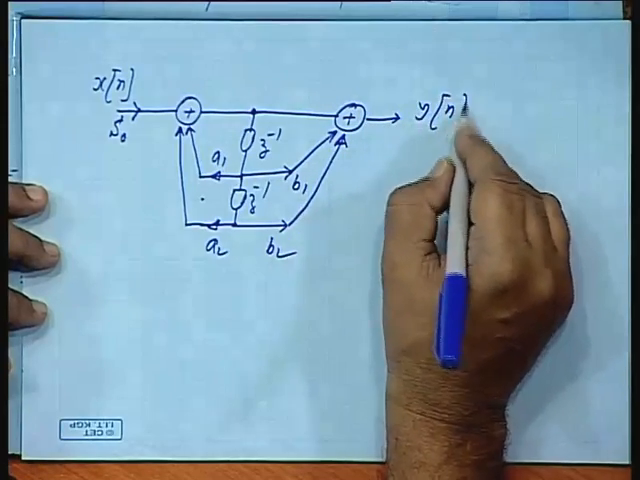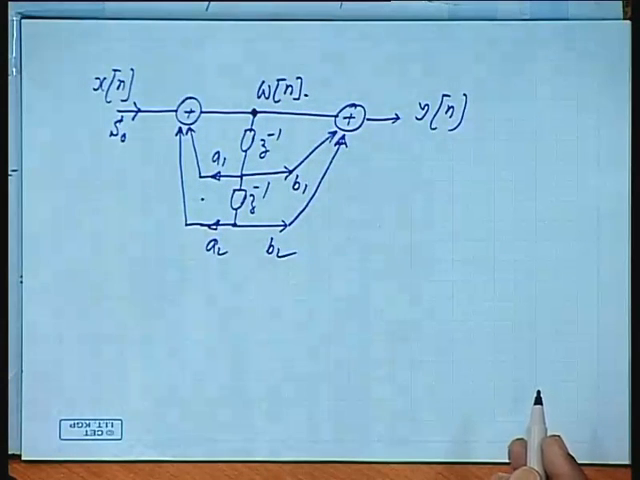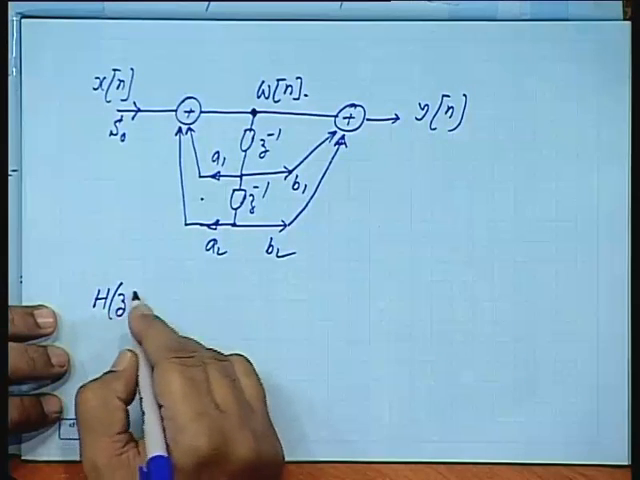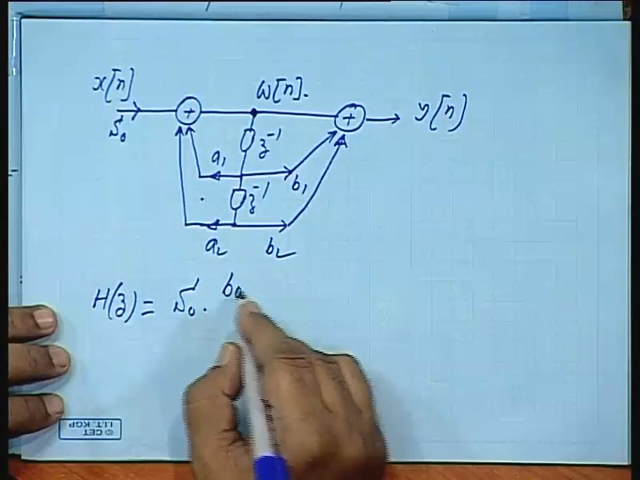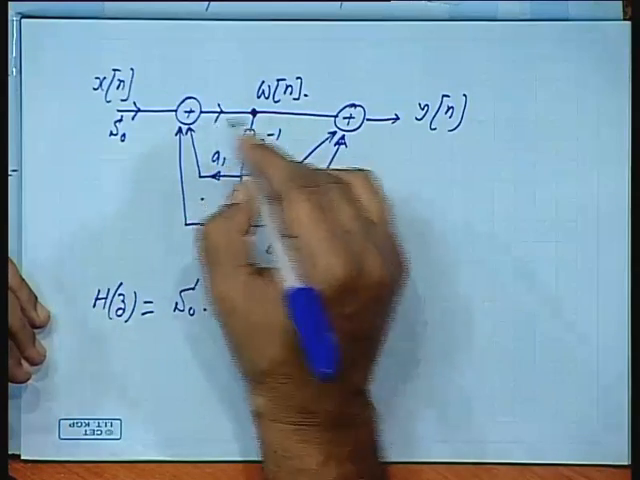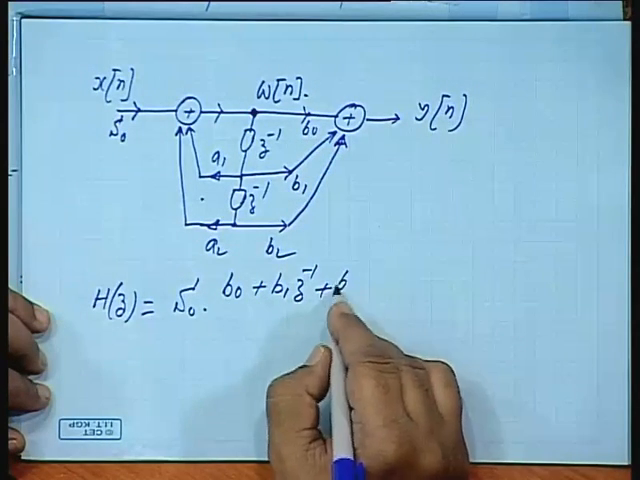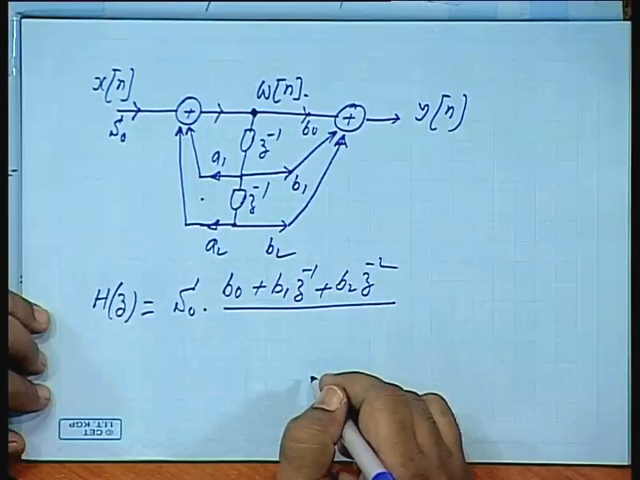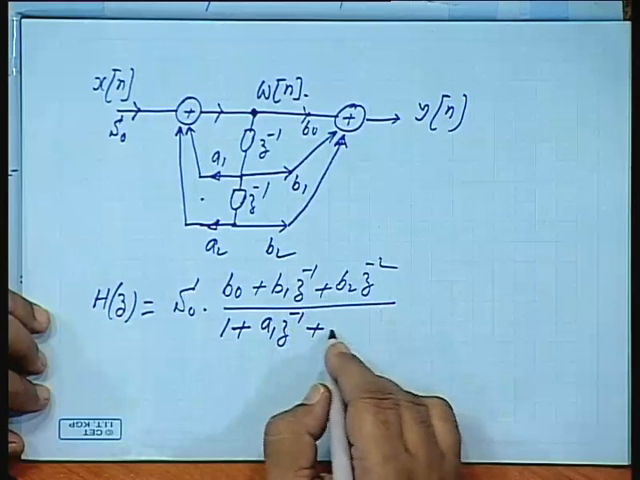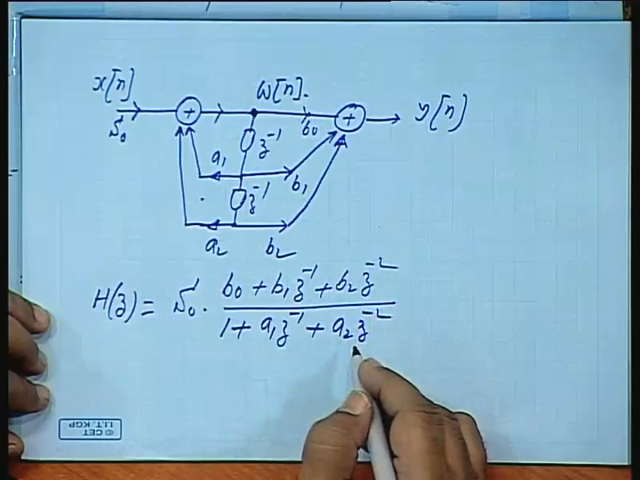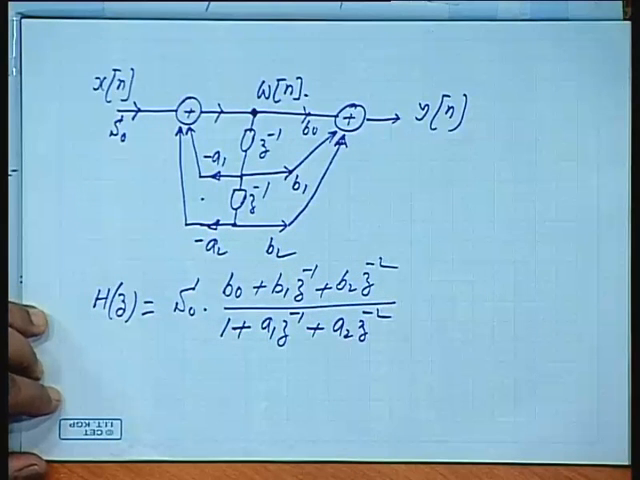This is Yn. This intermediate variable, let us call it Wn. Okay. So, Hz is, okay, this is a constant S naught into B0 plus B1 Z inverse plus B2 Z to the power -2, okay, by 1 plus A1 Z inverse plus A2 Z to the power -2. Any question? I should have put -A1 here, -A2. Is that all right?